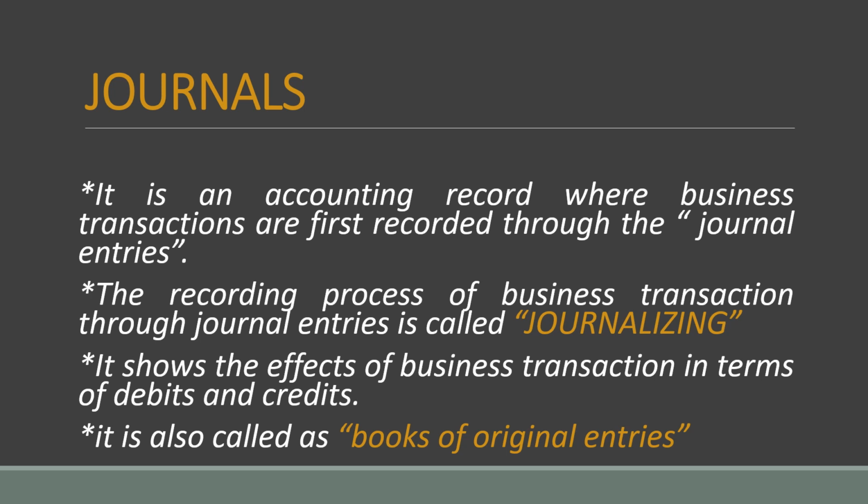So the first book of accounts is called journals. These journals are the chronological record of the entity's transactions. It is an accounting record wherein business transactions are first recorded through the use of journal entries.